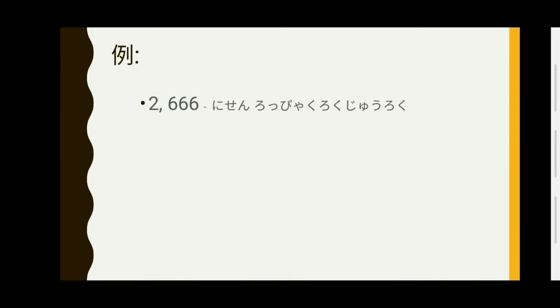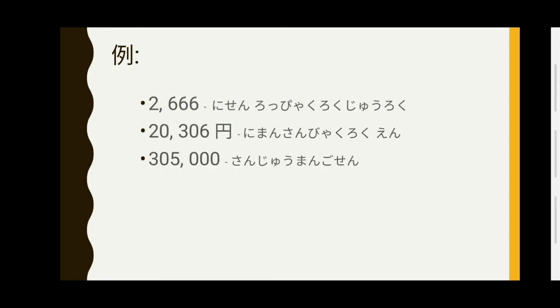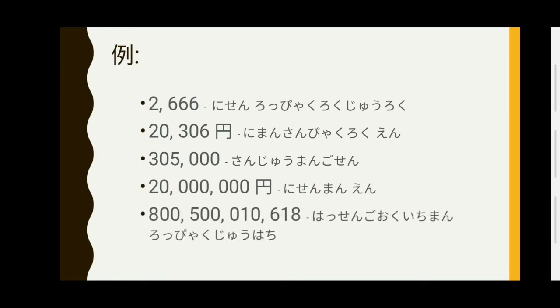For example, 2,666. So, in Nihongo, it is nisen roppyaku rokuju roku. Another is 20,306 yen. So, it is niman sanbyaku roku-en. Another is 305,000, sanjuman gosen. Another is 20 million yen, nisenman-en.